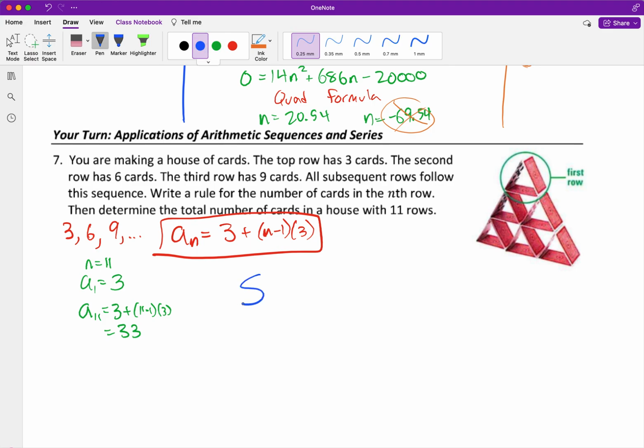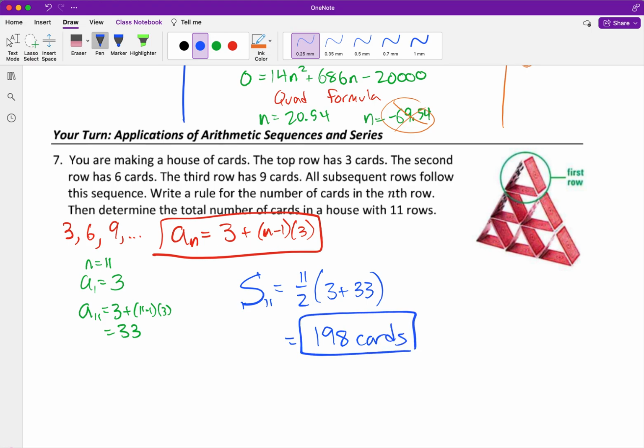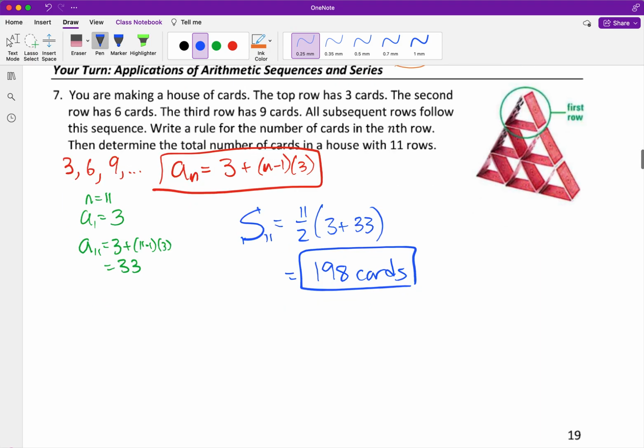So now that I have that, I can find the sum of the first 11 rows, okay, and that's going to be 11 over 2 times 3 plus 33. And again, I'm just using the arithmetic series, so the arithmetic sum formula. And when I do that, I'm going to get that this needs 198 cards. And if we felt like being nerds, we could do 198 divided by 52, which is how many come in a standard deck. 54 if you count the jokers. And we can figure out how many decks of cards we would need to buy in order to make this happen. And there you have it.